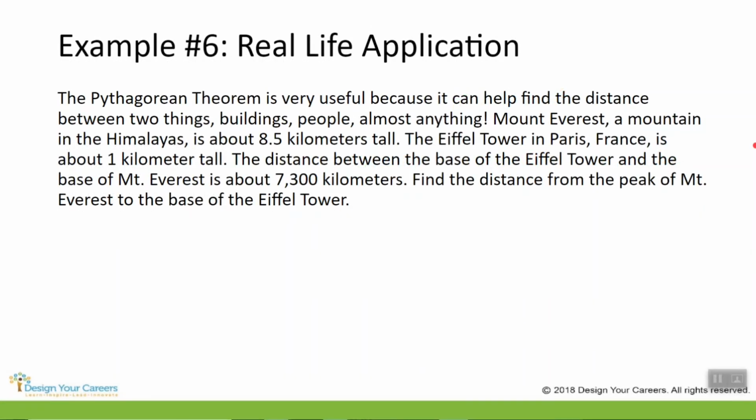Okay, so now we will move on to real-life applications of the Pythagorean theorem. Example number 6. Mount Everest, a mountain in the Himalayas, is about 8.5 kilometers tall. The Eiffel Tower in Paris, France, is about 1 kilometer tall. The distance between the base of the Eiffel Tower and the base of Mount Everest is about 7,300 kilometers. Find the distance from the peak of Mount Everest to the base of the Eiffel Tower.